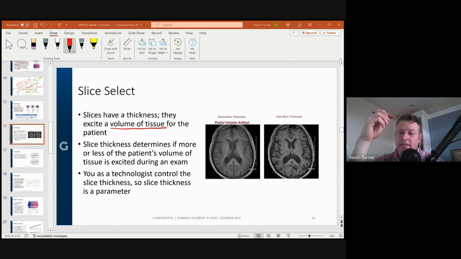Too thin, we get a lot of noise. Too thick, we lose resolution. Lots of signal, poor resolution. Better resolution or signal. Which one do we want to use?